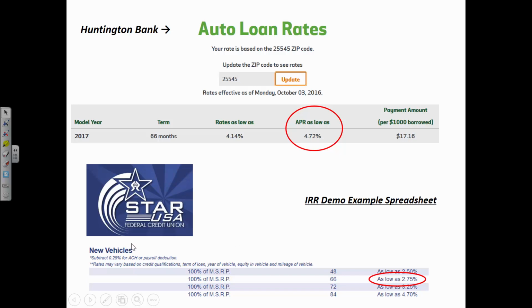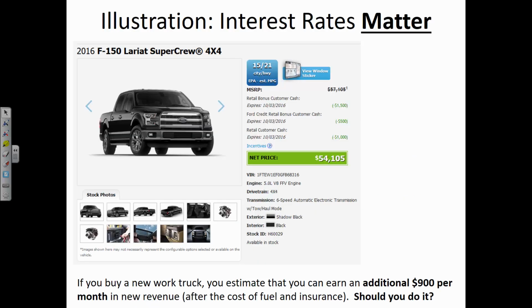And in contrast to that, the 66-month loan at Star Federal Credit Union, not quite the same big name as Huntington Bank, that credit union has lower rates though, 2.75%. So what I'm going to show you is that interest rates matter. In this illustration, what if you were going to buy a truck and it was a $54,000 truck for some reason. I just never understand people who spend that much money on a truck, but everybody gets to spend money however they want. I spend mine on different things than some other people.